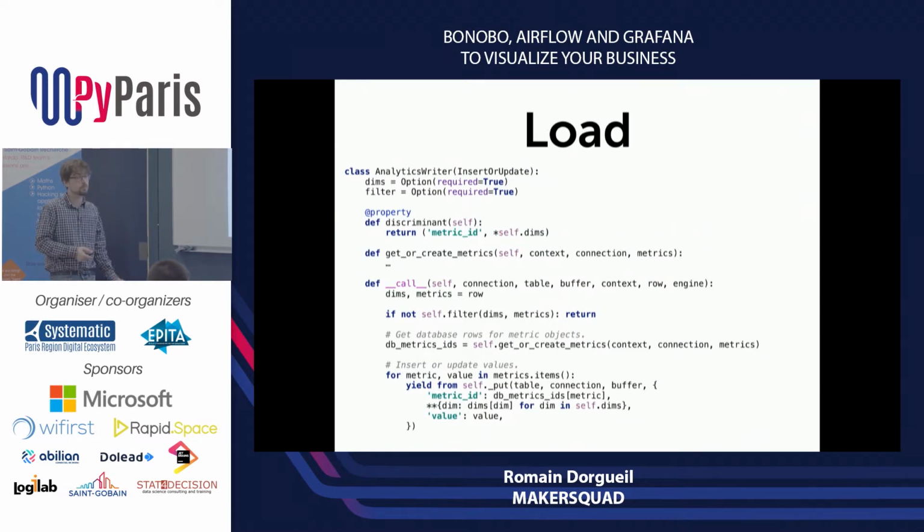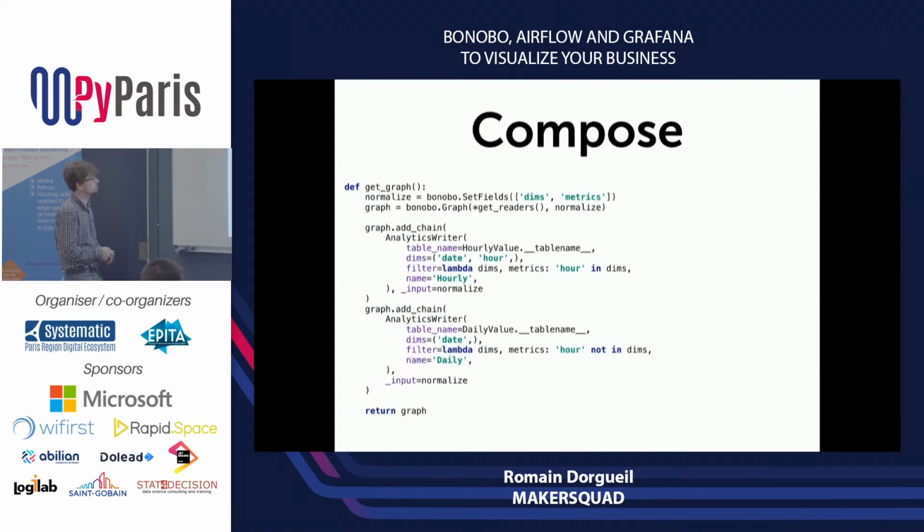Then I need to write into the database. Here again, not going into the details, but I'm getting rows as the input. I will make sure I get the metrics from the database, or create it if it doesn't exist yet. And for each metric value, I will insert it in the database. And self.put is from the inserter updates parent, so that's provided. It's in the Bonobo SQL Alchemy extension. And so I'm just using the parent logic here to insert the thing.